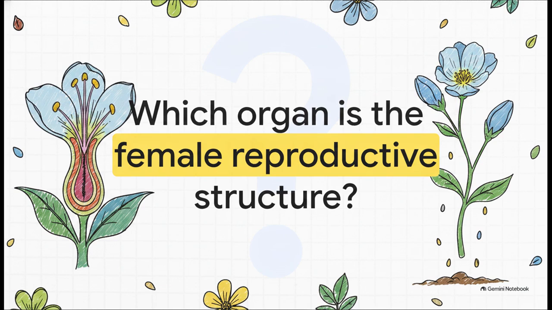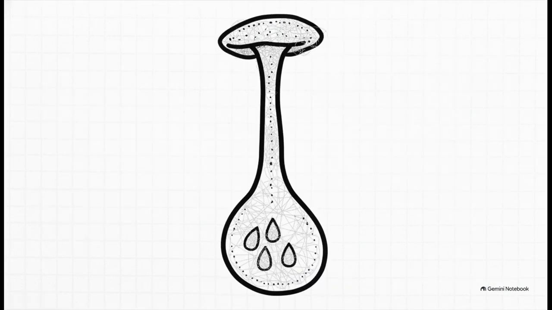Now for a quick formative check, just to test your vocabulary retention from earlier. Which flower organ is the female reproductive structure where seeds are formed? If you guess the pistil, you are correct. The pistil is the full female structure, and the ovary at the very base is that crucial site where fertilization occurs and where the seeds are ultimately formed. Great job if you remembered that one.